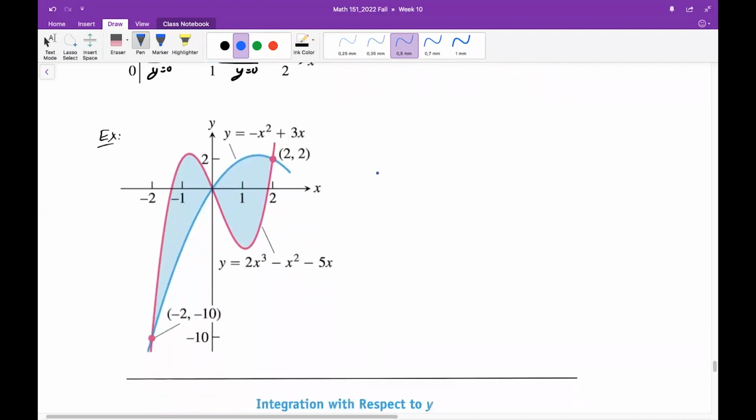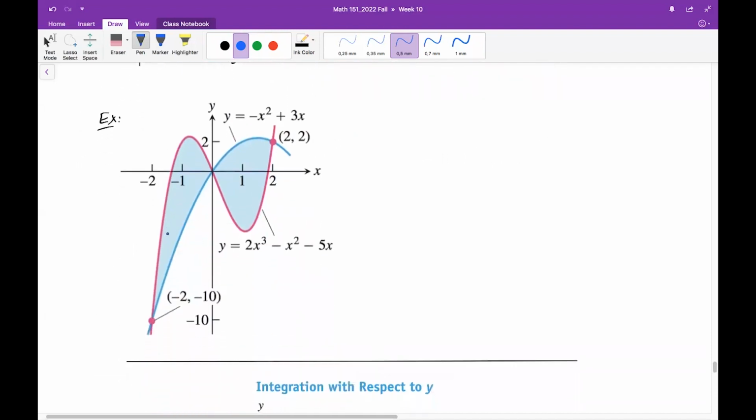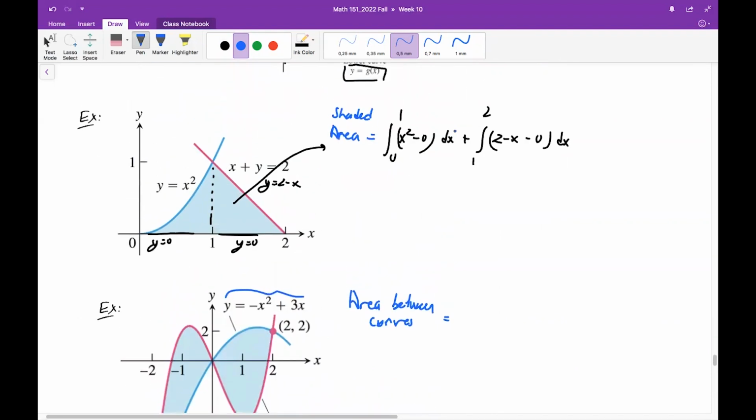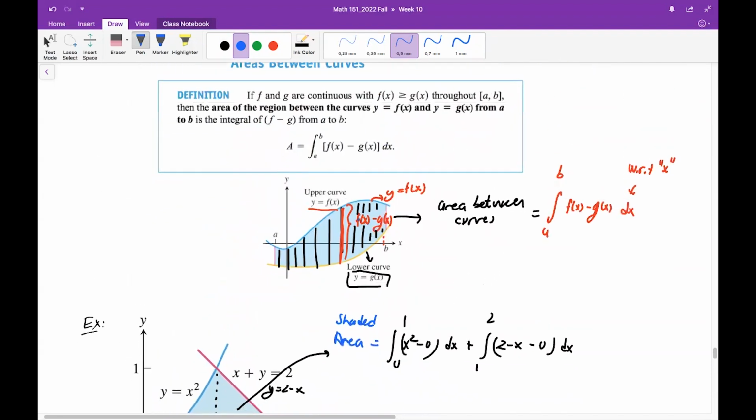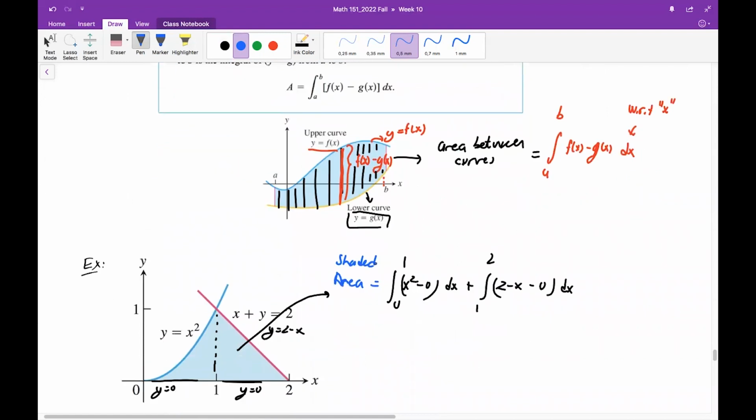Okay, let's look at this example. This time, we have a pink curve here whose graph is given by this equation. We have a blue curve whose graph is given by this expression. And what we want to do is compute the area between the curves. As I explained here, we will take the difference of the upper curve and the lower curve.